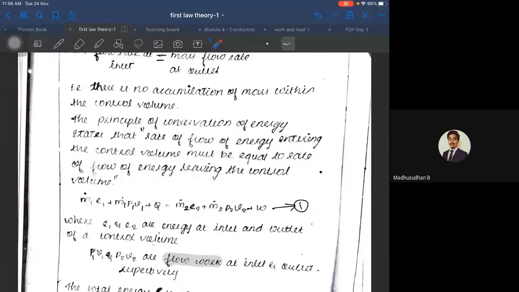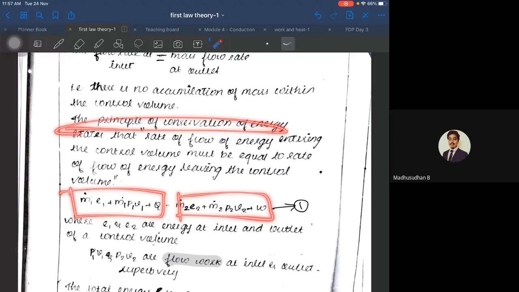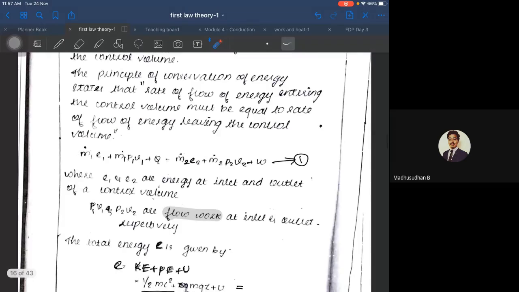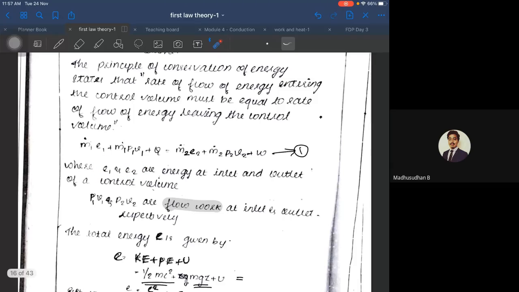So in that sense, I have written the law of conservation of energy applications. What is m dot 1? It is the mass flow rate at 1. What is E1? E1 is the energy at 1. And m dot 1, again, is the mass flow rate at 1. P1 and V1 are the pressure and volume. And Q is the heat interaction. That should be equal to the outlet. Same thing, m dot 2, E2, and P2, V2. So this particular thing should be equal to this particular thing according to the law of conservation of energy. E1 and E2 are the two new factors for you.